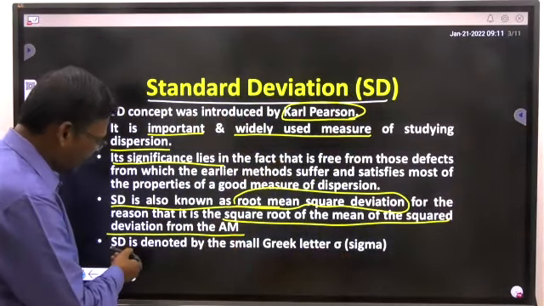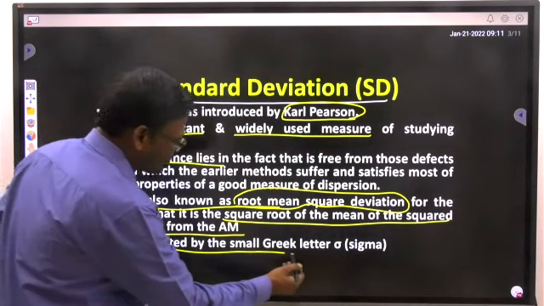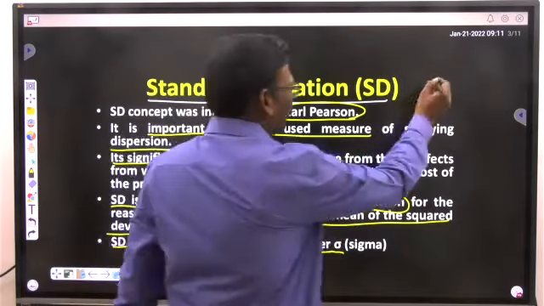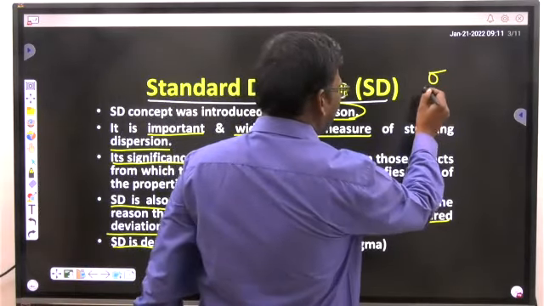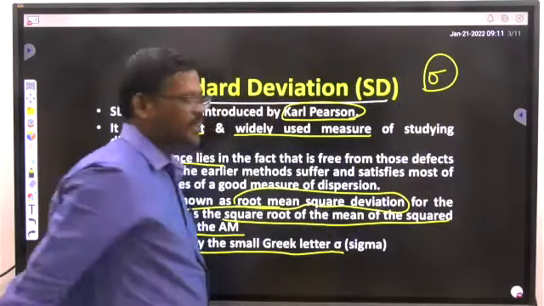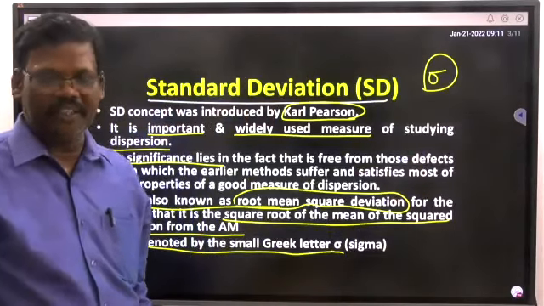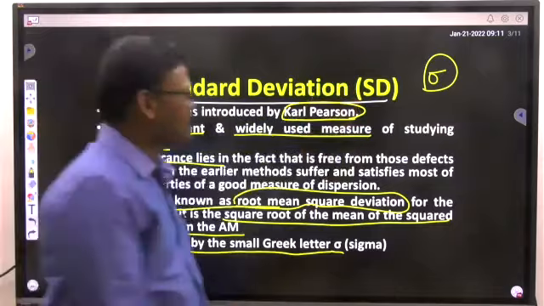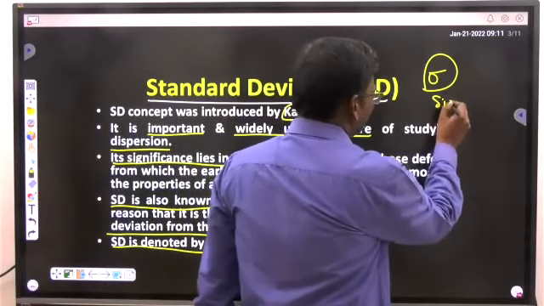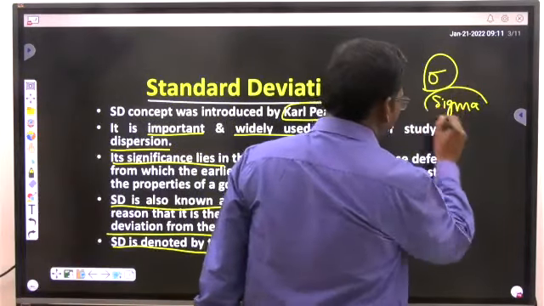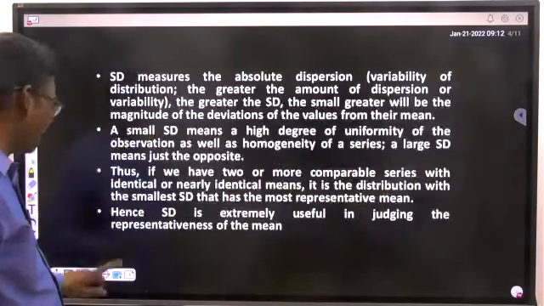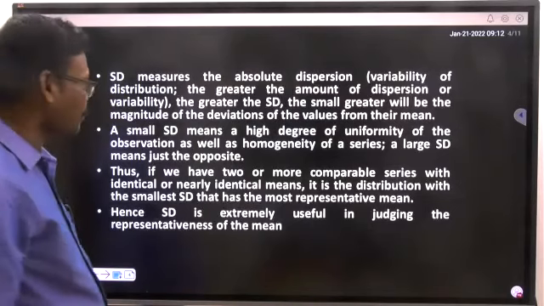The standard deviation is denoted by the small Greek letter sigma. With this letter we are going to discuss the standard deviation. So that letter is read as sigma.